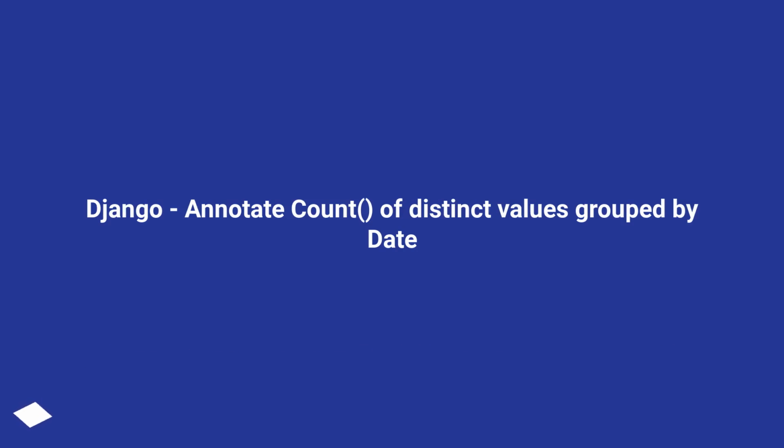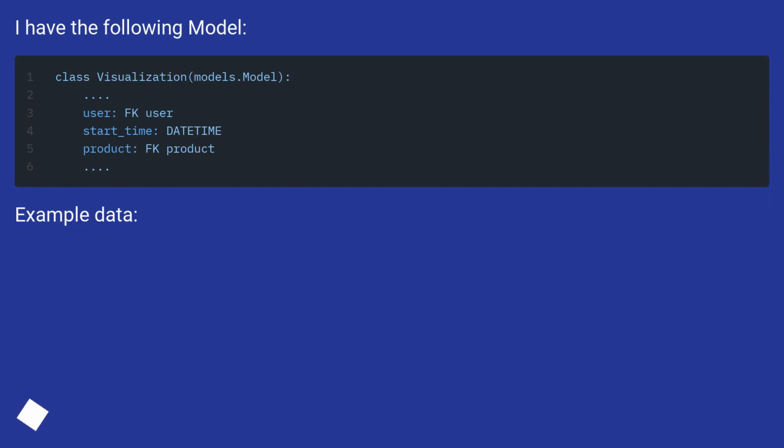Django, annotate count of distinct values grouped by date. I have the following model. Example data.